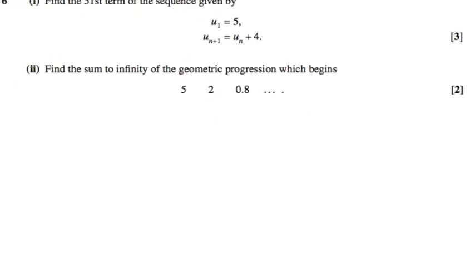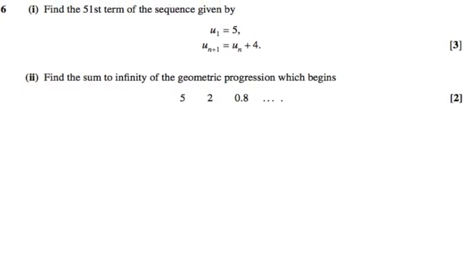Okay. Right, question 6. Find the 51st term of the sequence given by. So they've told us the first term is 5, and then you've got this u n notation to tell us how to get from one term to the next. So if you like, it's saying the first term is 5. To get to the next term, you take your current term and add 4. So if we add 4 to 5, we get 9. Add 4 to 9, we get 13, etc.